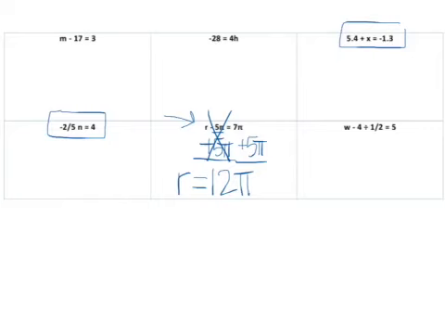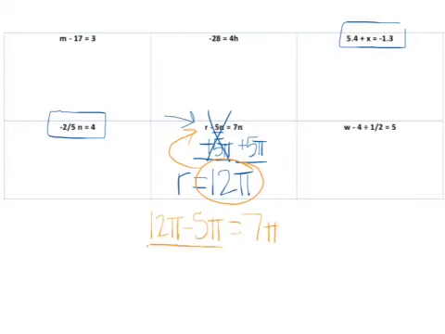To check your work again, you plug in 12 pi for r. Instead of r minus 5 pi, it's 12 pi minus 5 pi equals 7 pi, we hope. 12 minus 5 is 7. You bring the pi as well. 7 pi does equal 7 pi. You check it off and you're done.